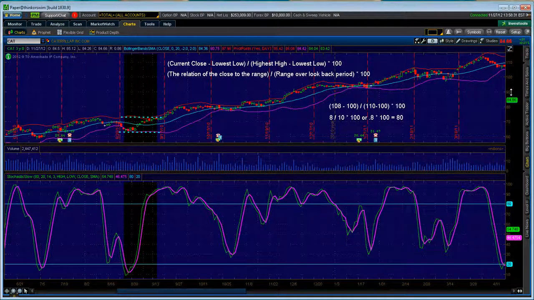Today we're looking at the stochastics oscillator, which was developed by George C. Lane back in the 1950s. It's also one of my favorite indicators. And basically what we're going to look at is the anatomy of the stochastics oscillator. Then we're going to see how it's calculated so you know what you're looking at.